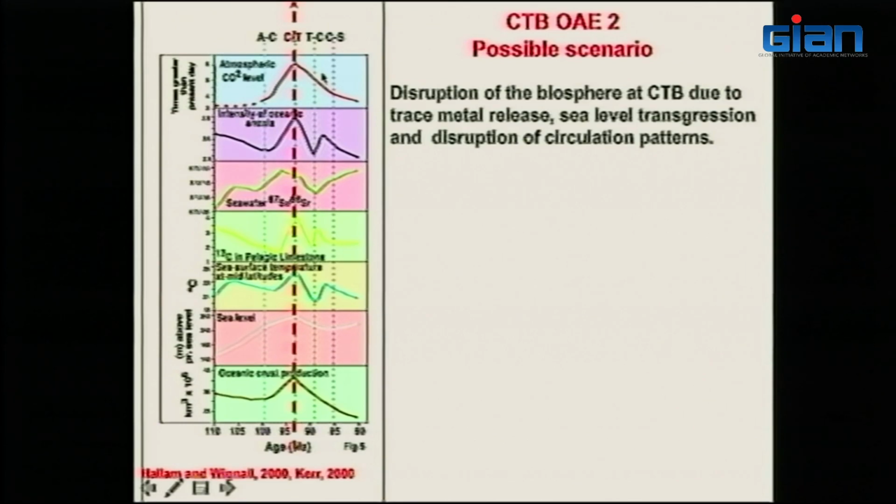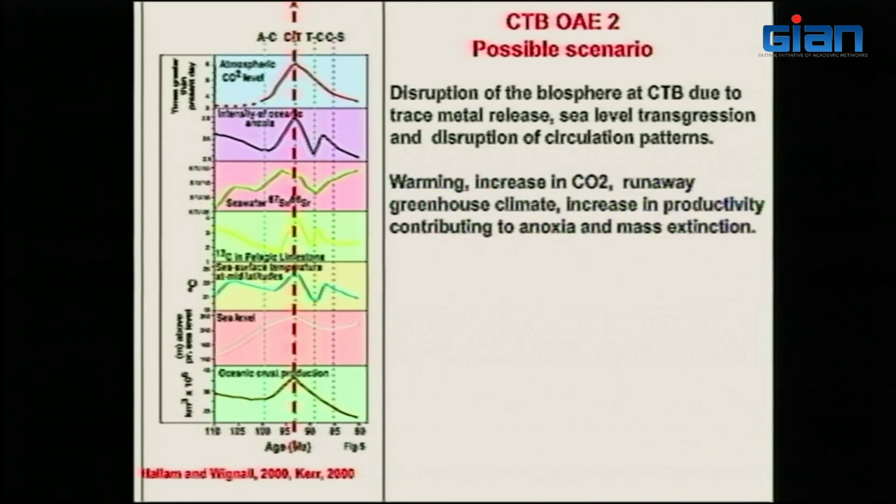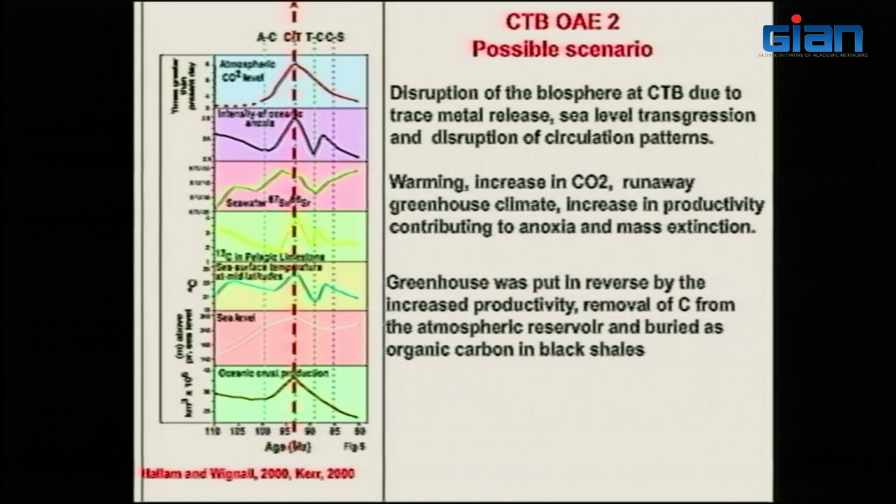So it means that probably you have a disruption of the biosphere during this period due to trace metal release, sea level transgression, and disruption of circulation patterns. So you have warming, an increase in CO2, a runaway greenhouse climate that will also increase productivity, contributing to anoxia and mass extinction. And this greenhouse was probably put in reverse.